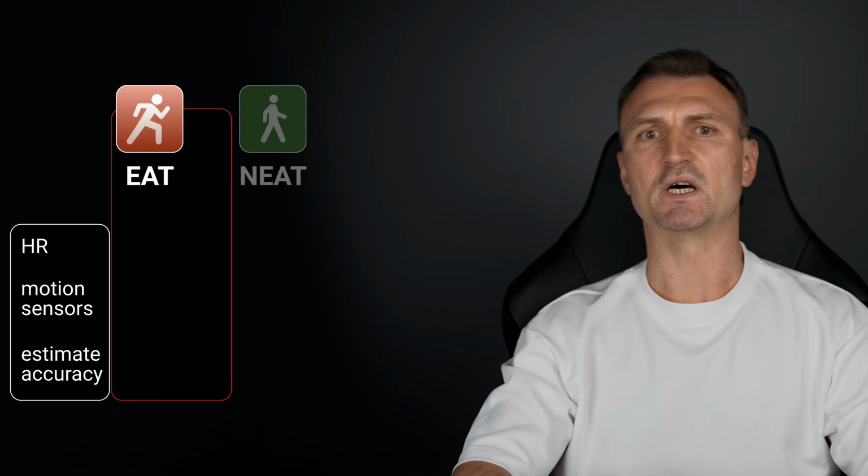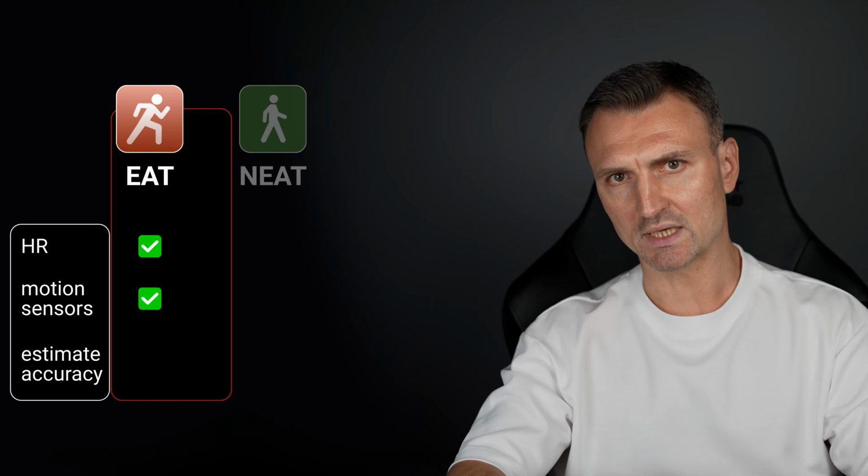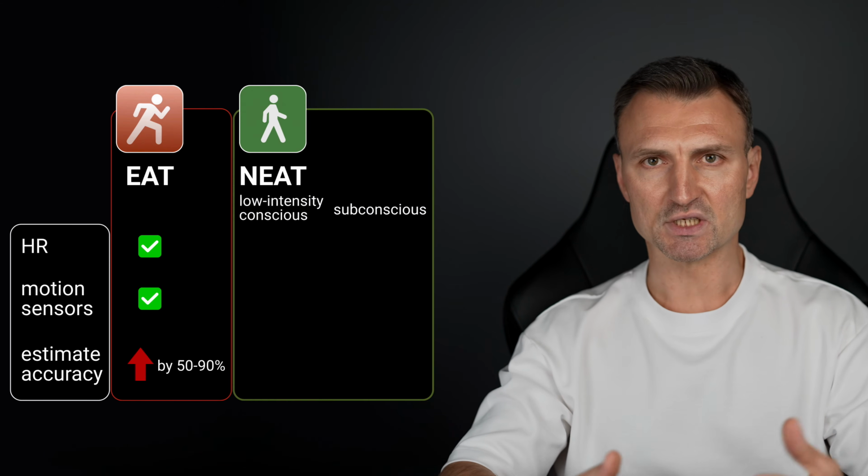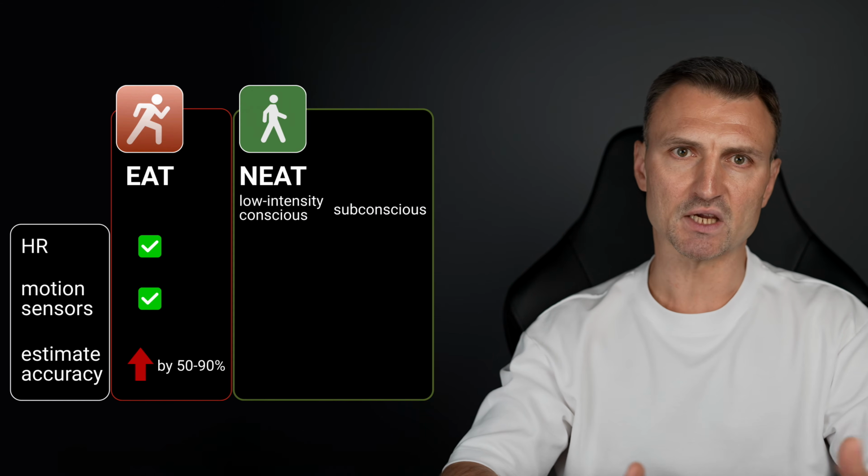Can we quantify EAT and NEAT? Yes, we can, but usually the accuracy of these calculations is quite low. Exercise calorie expenditure is usually quantified via heart rate and motion analysis, and most of the time it is overestimated. And as regards NEAT, its objective quantification is difficult.